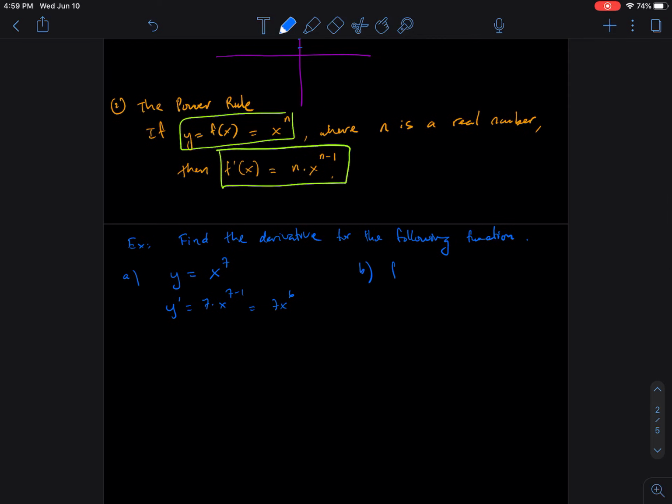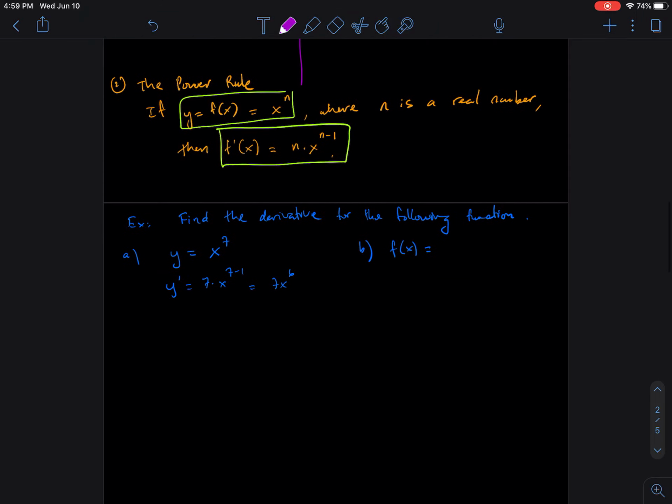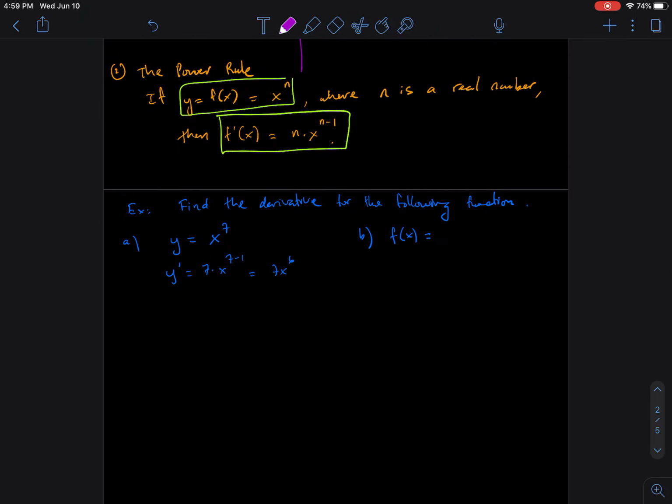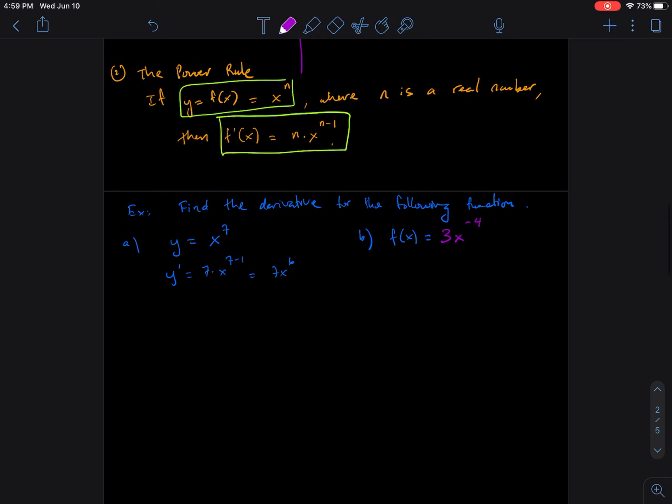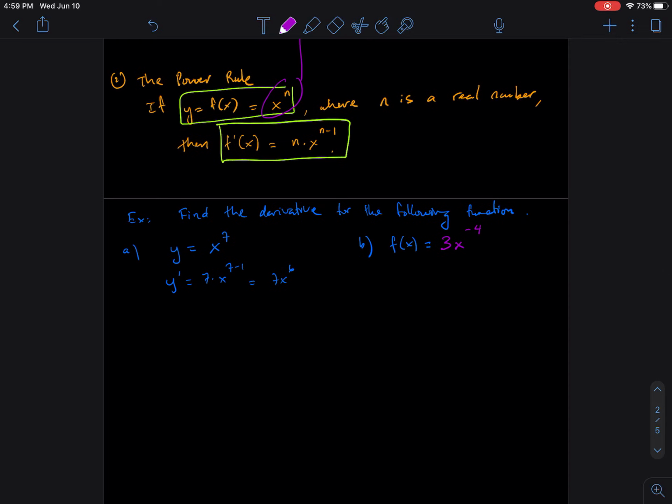Okay, let's go ahead and introduce a constant in front. Let's do 3x to the negative 4. Notice that this x to the negative 4 still fits this format here, so we are going to use the power rule. Well, what about the constant in front? It turns out there is a rule that for a constant times a function, we can just take the derivative of the variable and then times the constant afterwards.